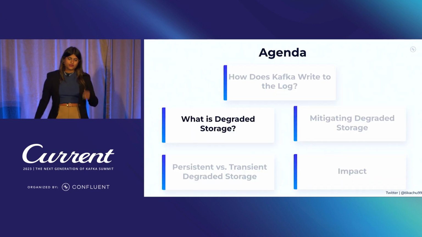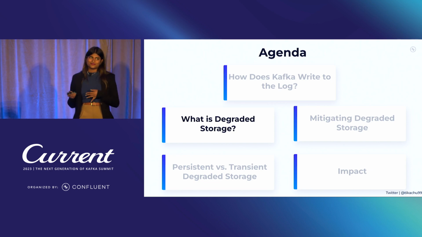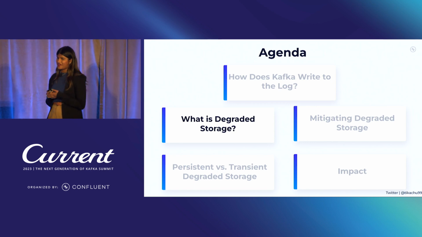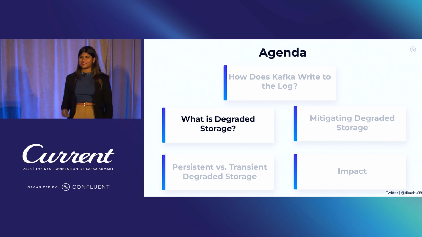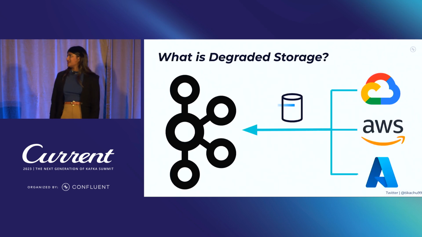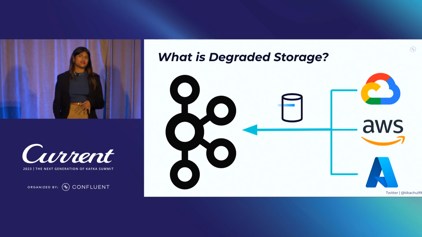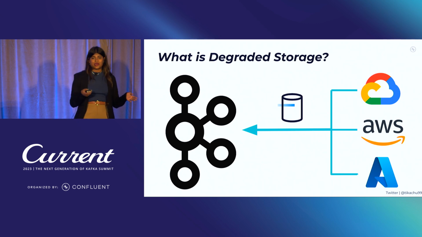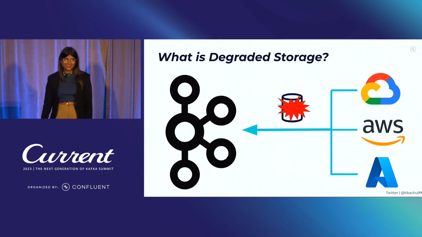Okay. All right. So now that we have a general understanding of how we write to the log and the disk, and what the expected measures are whenever the cluster is healthy, we can finally talk about what degraded storage is and what that actually means. For simplicity, we're going to start with an example where Kafka is running on the cloud. One of our cloud providers, could be GCP, AWS, or Azure, provides us with disks for each of our brokers. But what happens when that disk goes boom?